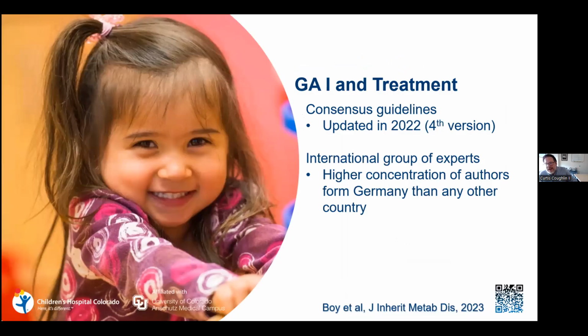I mentioned our PDE consensus guidelines recently. I really am a big fan of consensus guidelines, and I think I really love the GA1 ones. They were updated in 2022, although the reference is 2023 because that's when they were published in JIMD, and I believe this was the 4th version of their treatment guidelines. This is really an international group of experts led by the group in Germany, who are probably the most active in studying GA1.